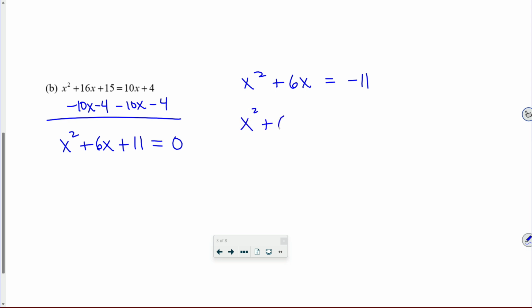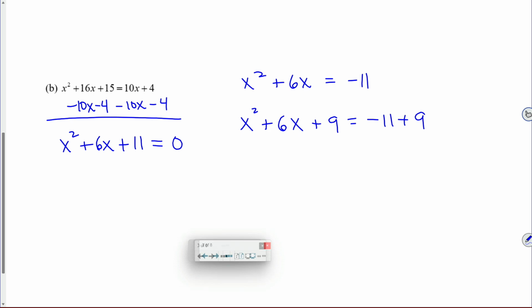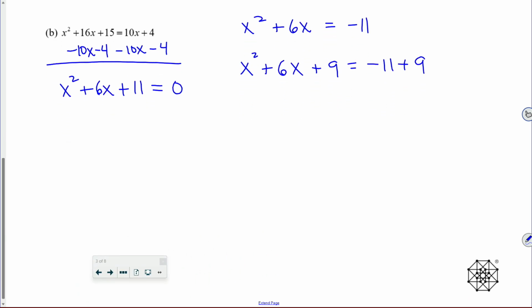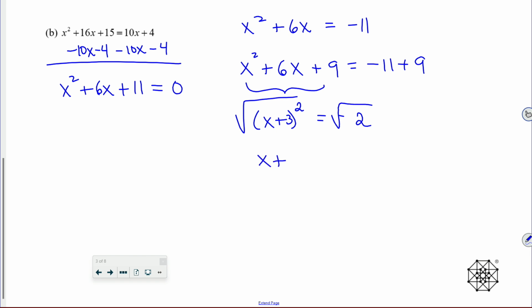To complete the square, I'm going to take half of my b, which is 3. I'm going to square it and get 9. On this side, I'll add a 9 as well. What I do to the left, I must do to the right in terms of addition. This all then factors into x plus 3 quantity squared is equal to negative 2. I can now take the square root of both sides. I'll get x plus 3 is equal to plus or minus the square root of negative 2. Now, that's going to be plus or minus i times square root of 2.